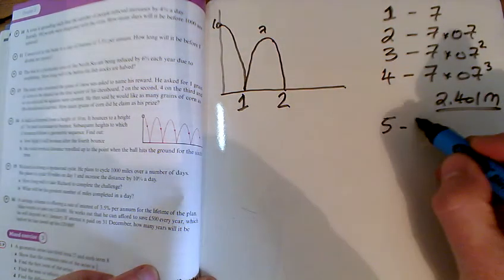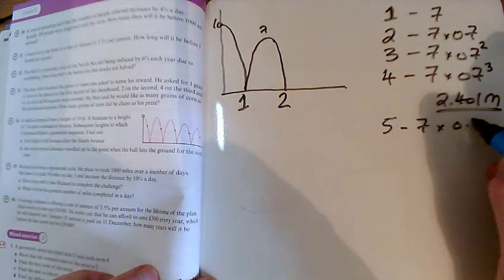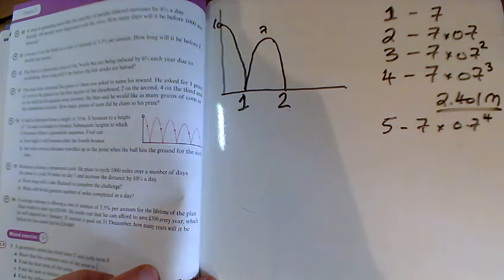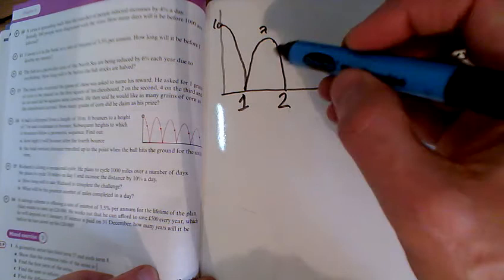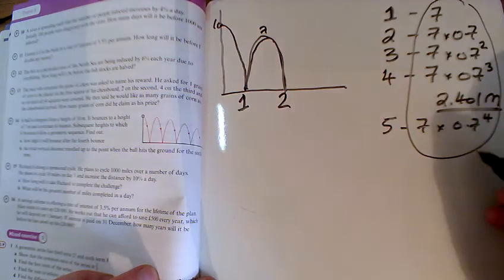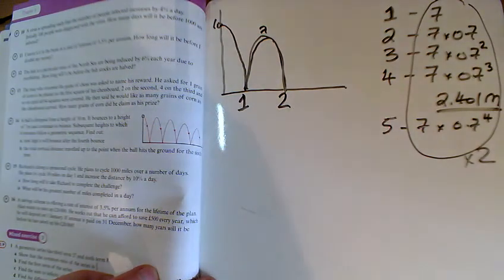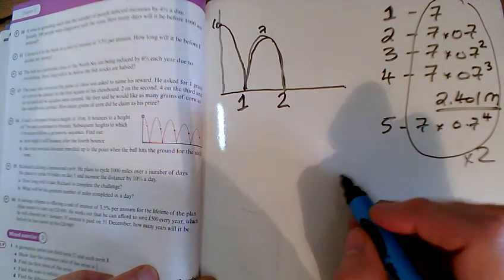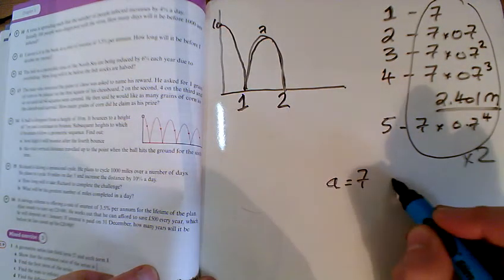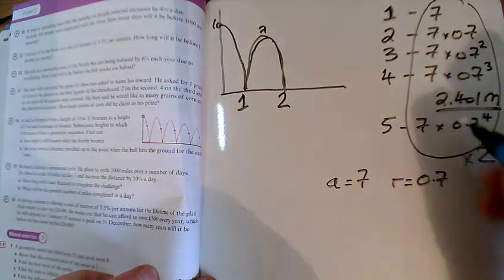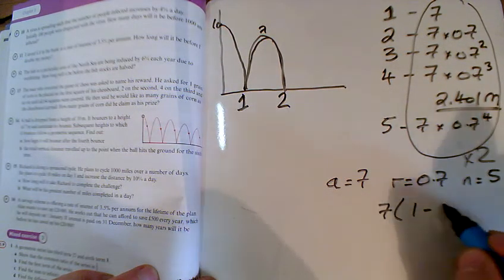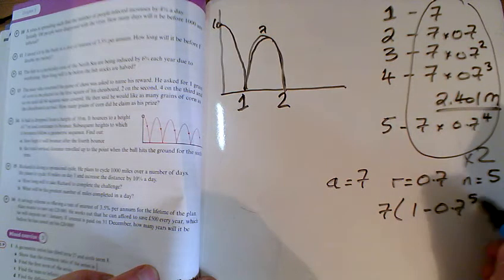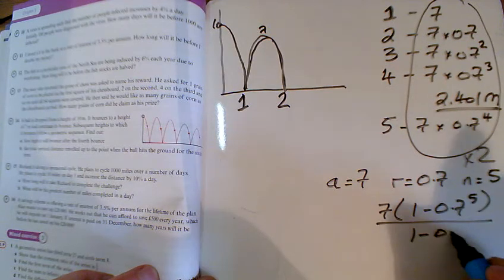After the fifth bounce, it will be 7 times 0.7 to the power of 4. And then it hits the ground for the sixth bounce. Now, what we want to do is add up all of these. But of course, going up and going down, we're going to need to times it by 2 as well. So the sequence we're adding up has got a first term of 7, a ratio of 0.7, and I want 5 of them. So this is a, 1 minus r to the power of n, all over 1 minus r.